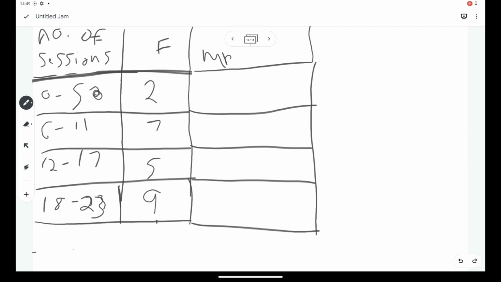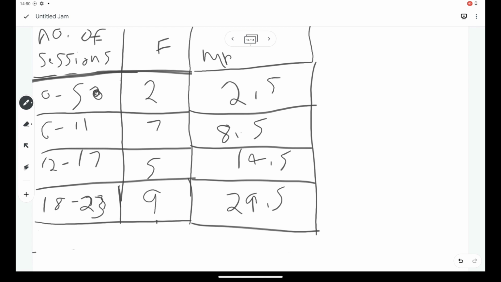Now, the midpoint will be whatever the number is between, in this case, 0 and 5. So our midpoint will be 2.5. Next here, we want the midpoint between 6 and 11, and if you're ever unsure, add the numbers together, so 6 plus 11, and divide your answer by 2. It'll give us 8.5. 12 and 17, so 12 plus 17 divided by 2 is 14.5, and 18 plus 23 divided by 2 is 20.5. That's the first step. We need to calculate the midpoint.